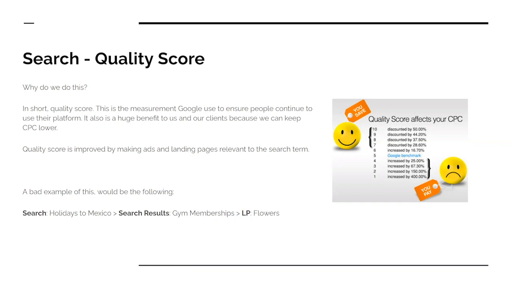So a really bad example of this that I put here is if someone searched holidays to Mexico, and then the ad copy said something about gym memberships, and then they still clicked on it. I know I wouldn't, but if somebody did, and then the landing page was all about flowers, that's probably not even going to get ranked on number 1 on the first page of Google, obviously. But if anybody did find themselves on page 3, and they clicked, you would more than likely be paying the 400% increase.